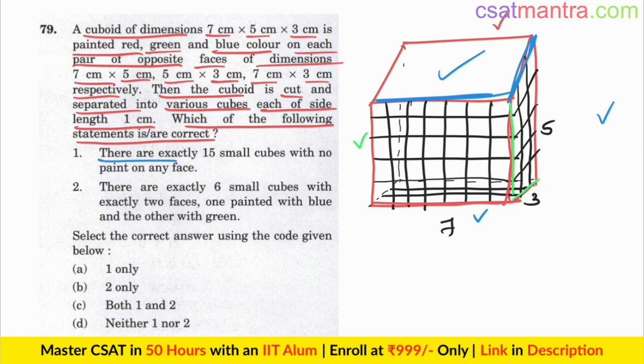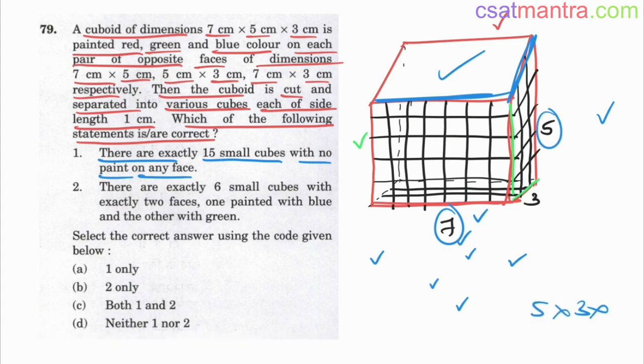There are exactly 15 small cubes with no paint on any face. If you remove the outer layer, the inner layer cubes would have no paint. So one cube this side, one cube this side, one cube top, one cube bottom, one cube front, one cube back. So you would have here 2 removed, 5, here 2 removed, 3, here 2 removed, 1. So 5 times 3 times 1, 15. So 15 small cubes with no paint on any face.